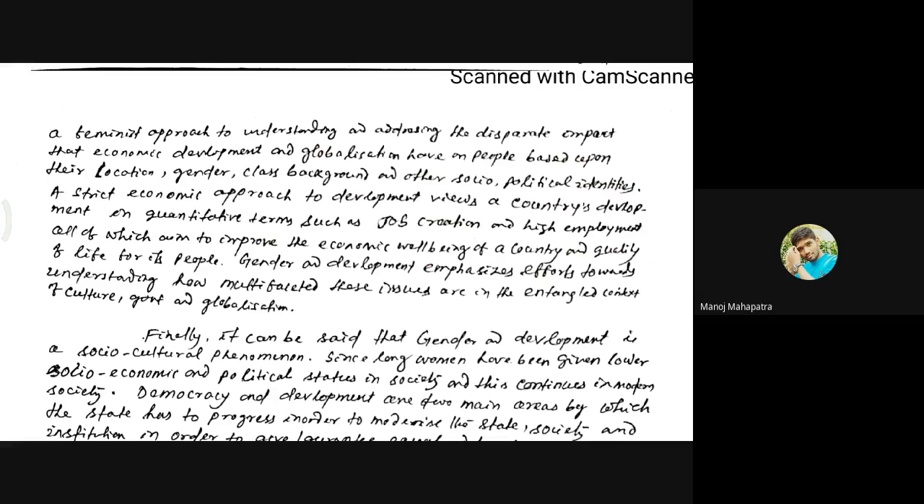So we can give some report, particularly the final report of this topic, that finally it can be said that gender and development is a socio-cultural phenomenon.